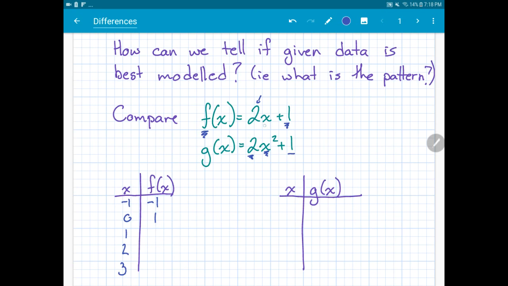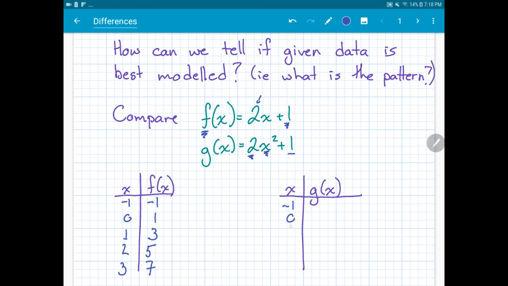Here I'm going to take the 1, multiply by 2 to get 2 and add 1, which will give me 3. I'm going to take the 2 and multiply by 2 to get 4, and then add 1 to get 5. I'm going to take the 3, multiply by 2 to get 6, and add 1 to get 7. Now over here I'm going to do the same kind of thing.